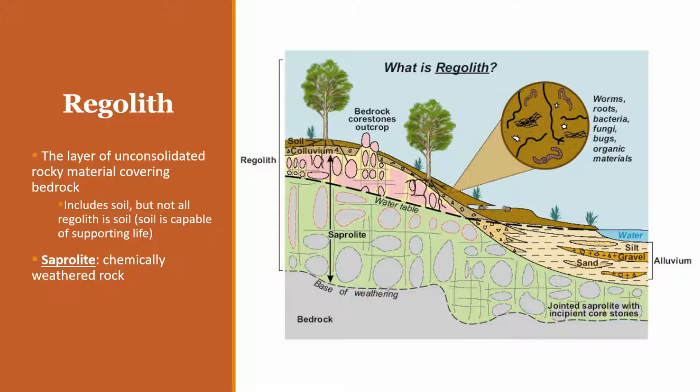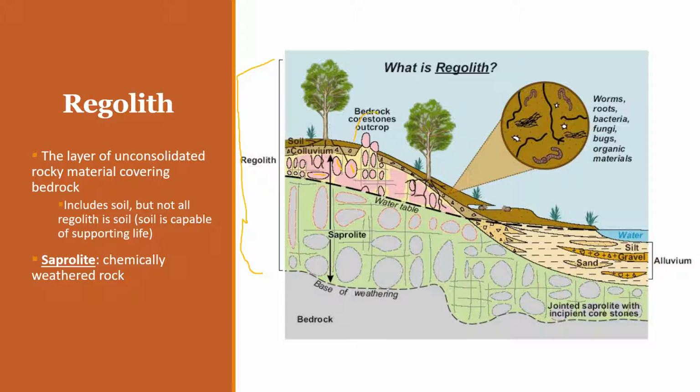So this diagram shows what is regolith. This entire column is considered regolith. We have soil within this regolith column, colluvium, which is sediment that has been transported by flowing water that was not confined to a channel. Here are some solid rocks, solid bedrock particles that haven't totally been broken down yet.